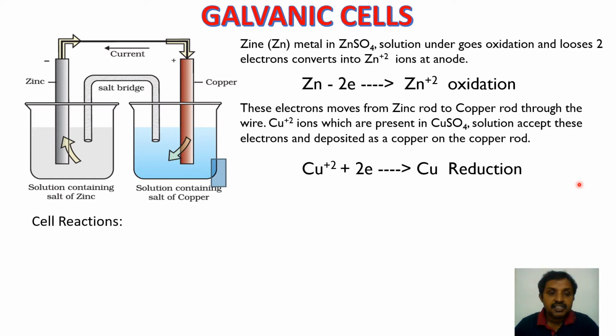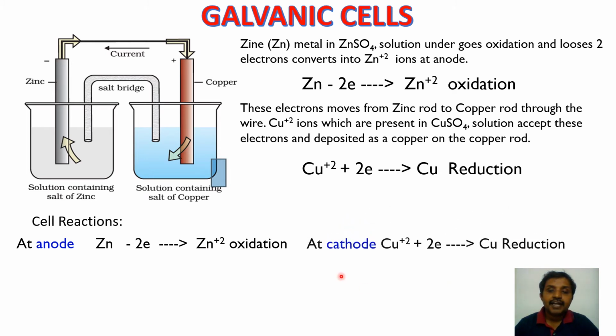Now, cell reactions. Anode reaction. At the anode, what type of reaction is taking place? Oxidation. That is, zinc is losing 2 electrons to form Zn2 plus. At the cathode now, copper 2 plus accepts the 2 electrons which are transferred from zinc to the copper rod through a wire, and the copper +2 ions present in the solution accept 2 electrons to form metallic copper, which is a reduction reaction.